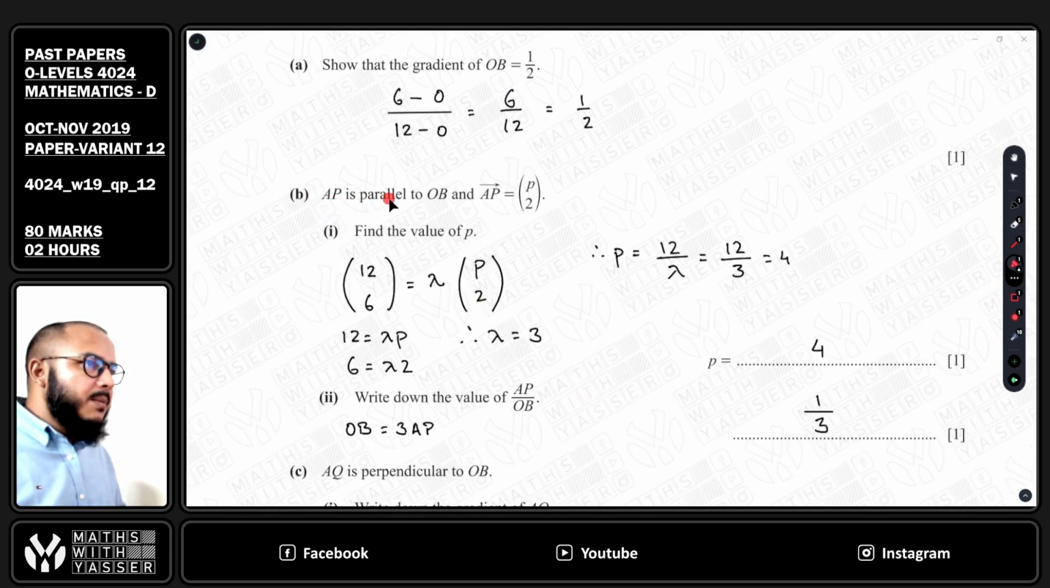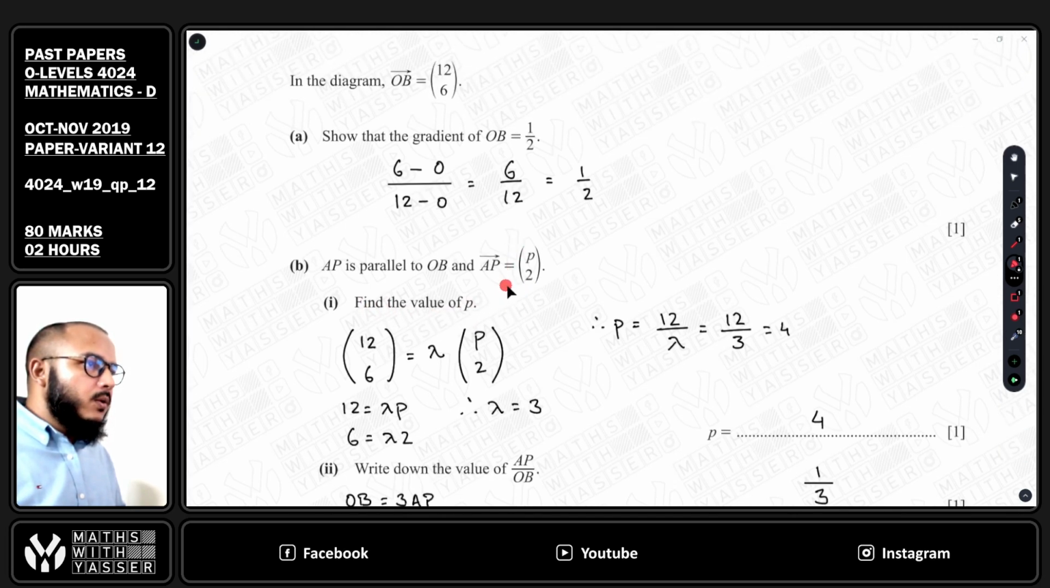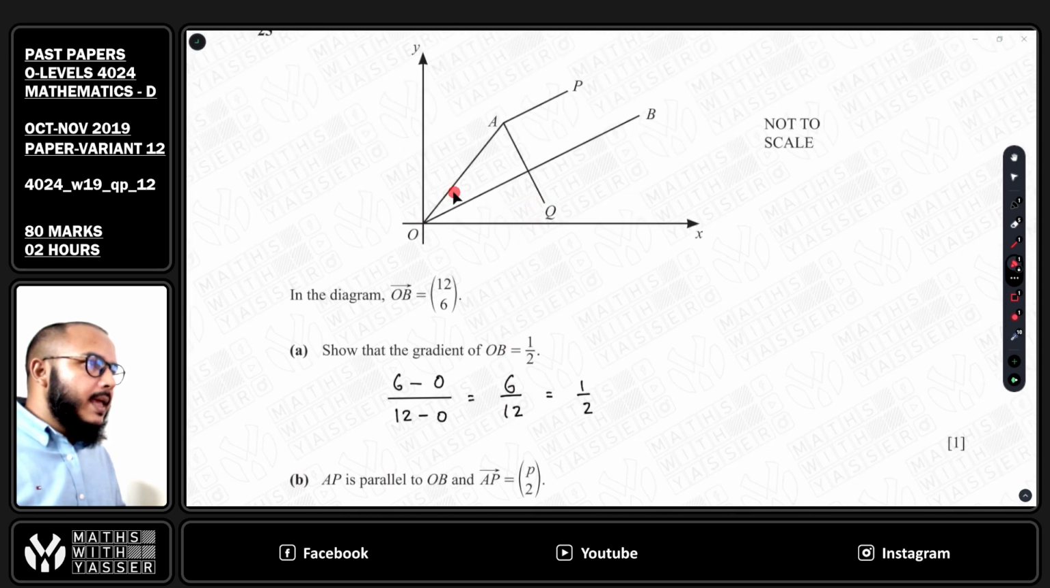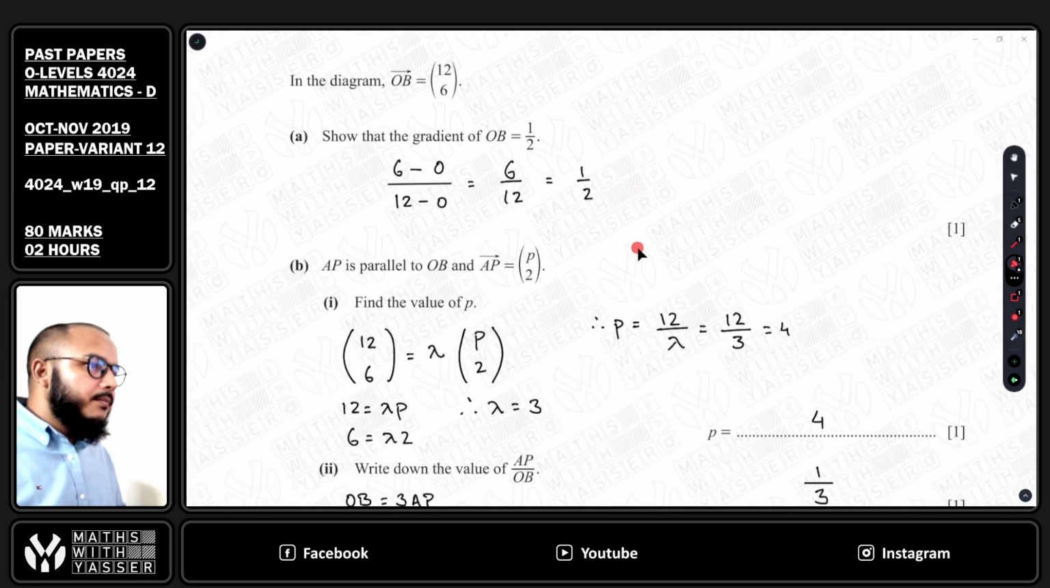Part B. AP is parallel to OB and AP has a column vector of (p, 2). Find the value of p. Since AP is parallel to OB, that means both of them have the same gradient.